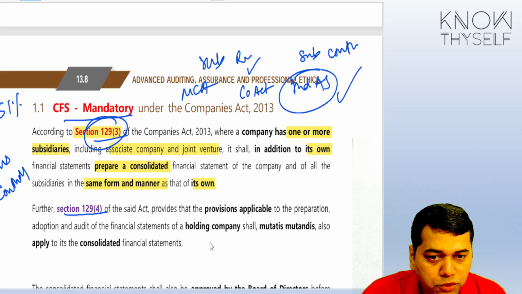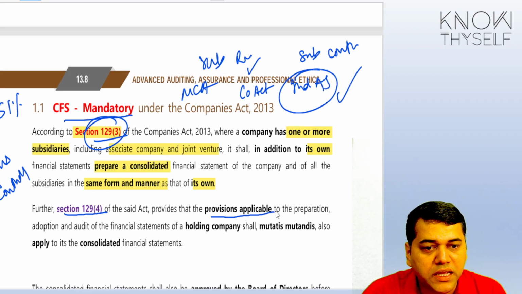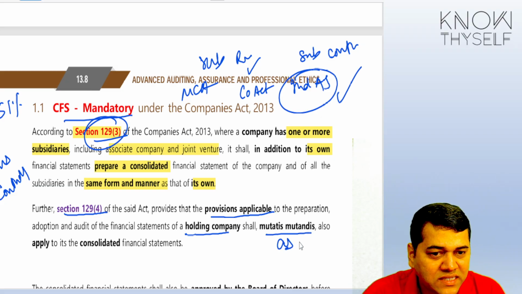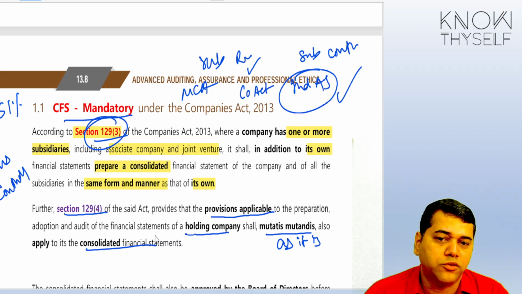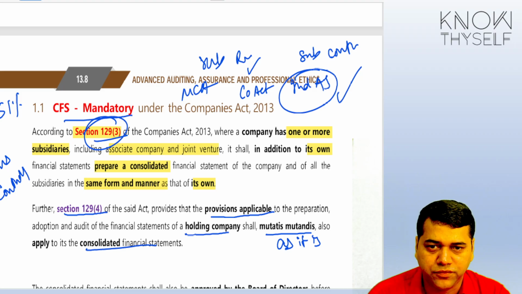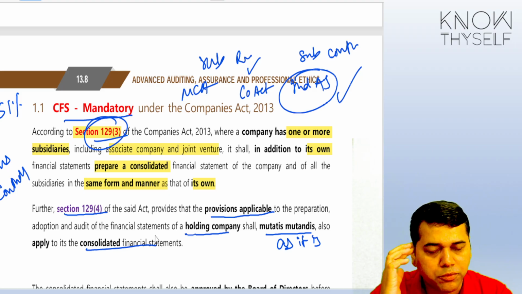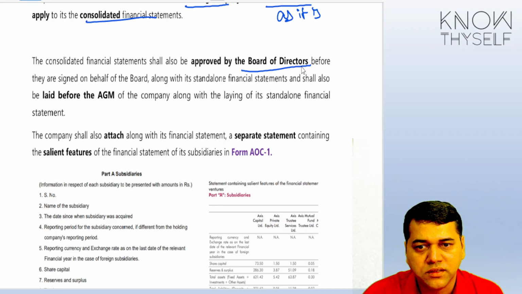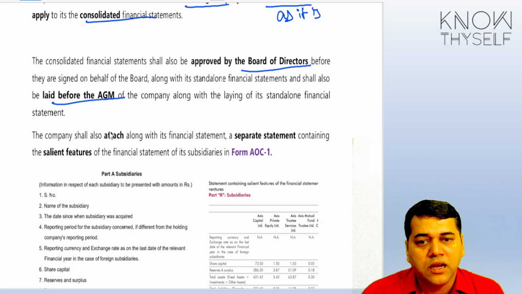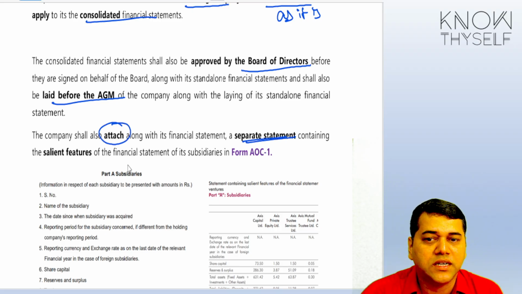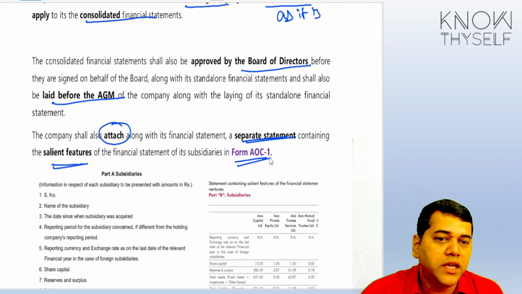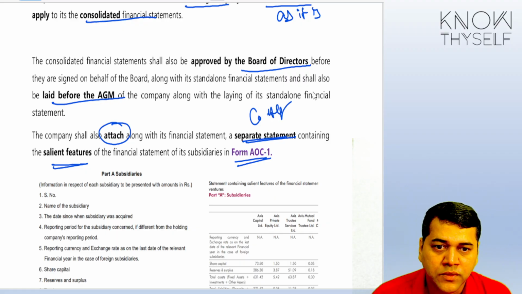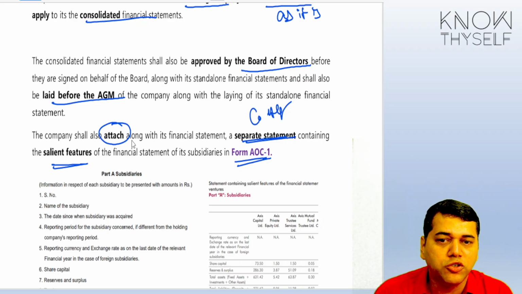Now, section 129(4) says that the provisions applicable to the preparation and adoption of the financial statements of the holding company shall mutatis mutandis, meaning as it is, apply to the CFS also. So you should prepare it the way you prepare your SFS: the format, the manner, the applicable provisions, the rules, everything becomes applicable. The CFS shall also be approved by the board of directors. It should be laid before the AGM, and a separate statement containing salient features should be attached in Form AOC-1. Who told you this? The Companies Act told. That means along with the CFS, one more statement should be attached.